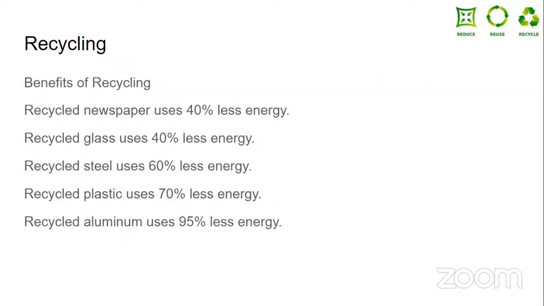Recycled newspaper uses 40% less energy, glass uses 40% less energy, recycled steel uses 60% less energy. Less energy in terms of when we go for virgin material, when we go for producing a new product from the virgin material, that amount of energy is less. We have done with our reduce, reuse and recycling, we have seen.